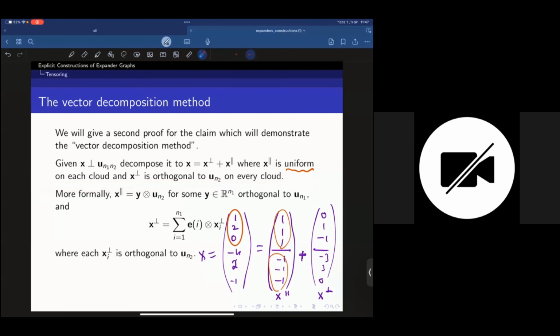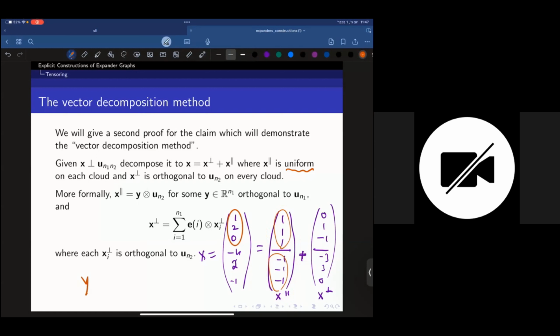Okay, now formally, you can write, and let's talk about that first. x parallel will always look like a tensor product of two vectors. It's going to be some vector, which really depends on x, times the uniform distribution on n2. So 1 over n2 everywhere. And you see it here, right?